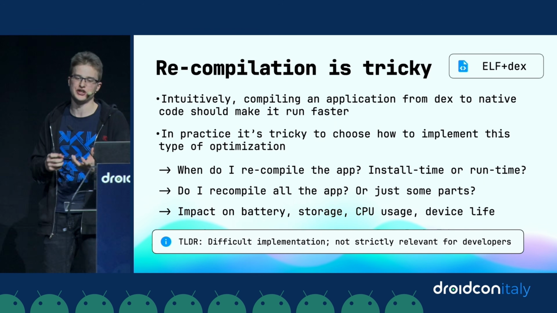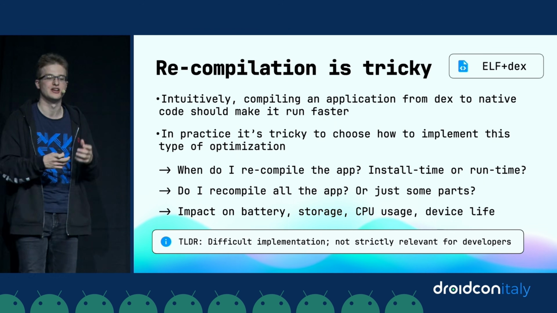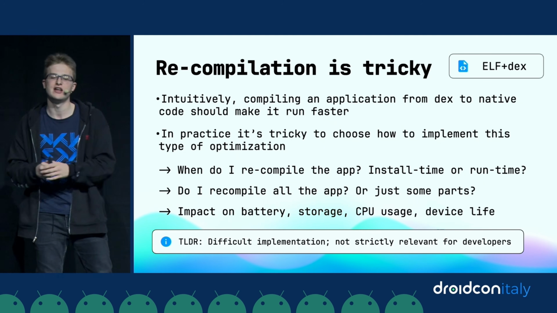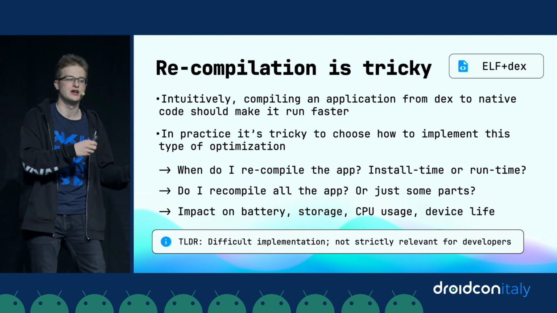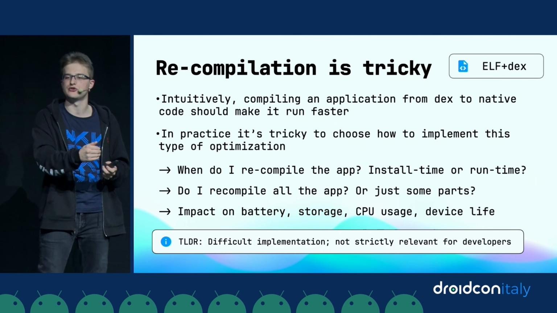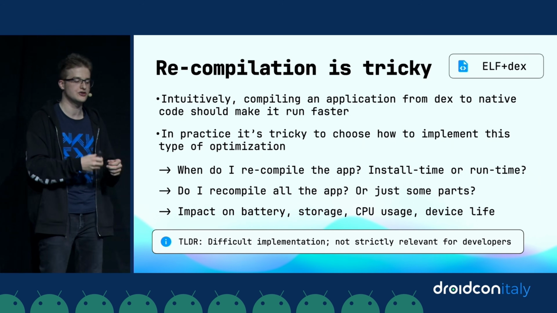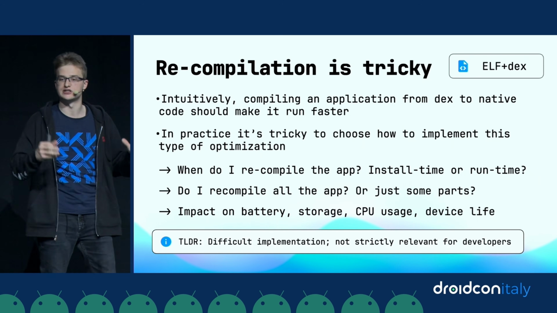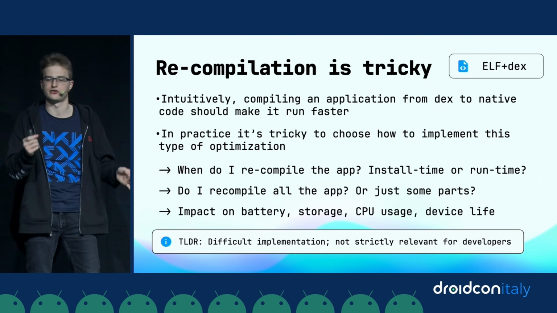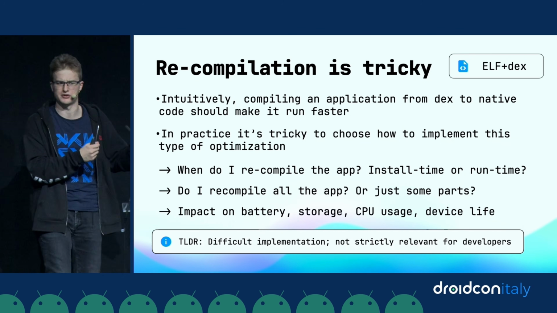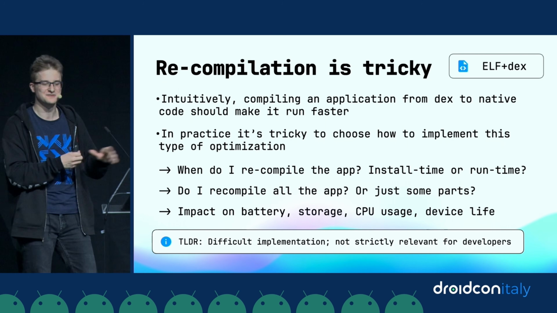Actually, it's very tricky, and it's not the point of this talk to show you which kind of compilation is used, because it really varies on device. If you recompile everything, it's going to run maybe faster, but then you have much more CPU usage because recompiling an application is intensive. You have more battery usage, and the application takes up more storage since I'm recompiling all of it. And if I just recompile some parts, then maybe I'm missing out on some performance. So that is just for the low-level guys who are going to implement that.